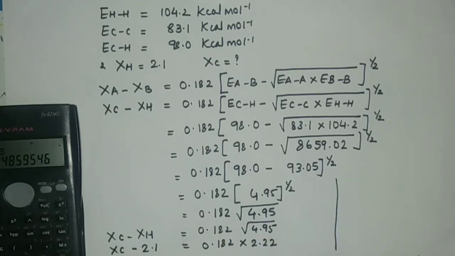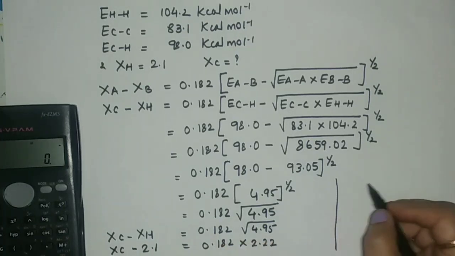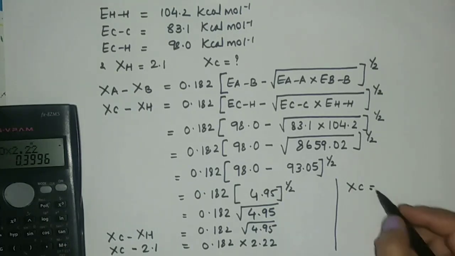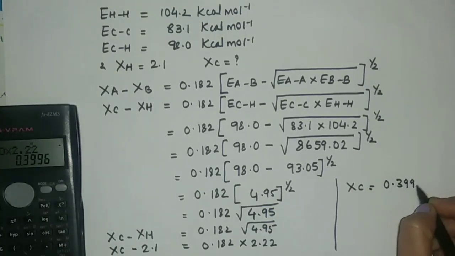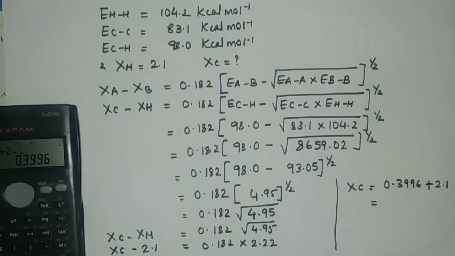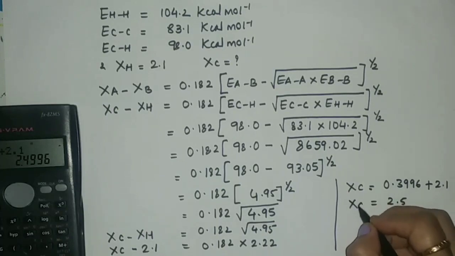So the next step is, now we need to find out the electronegativity of carbon. So we write electronegativity of carbon is equal to, we multiply this 0.182 by 2.22. You get the answer as 0.3996. Now this value comes over here, so it becomes plus, and once you add this, you get the answer as 2.49, that is 2.5. This is the electronegativity of carbon.